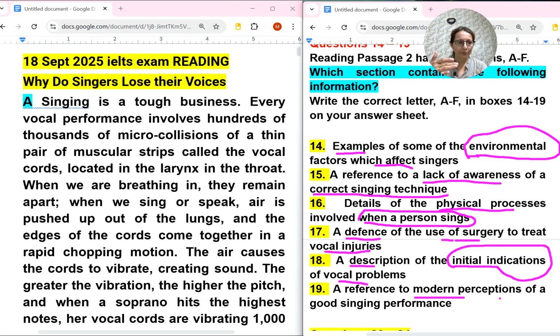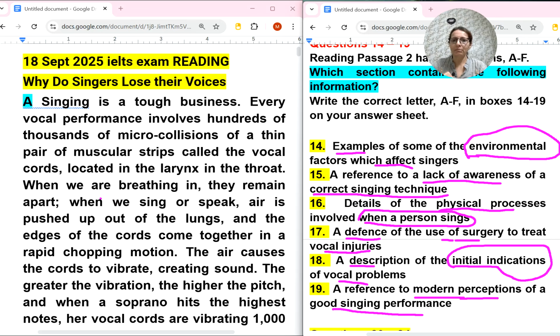The modern perceptions of a good singing performance. Perception, you can understand perception, what we think about things. So the question says a reference to modern perception of a good singing performance. A modern thinking about a good singing performance they may be talking.